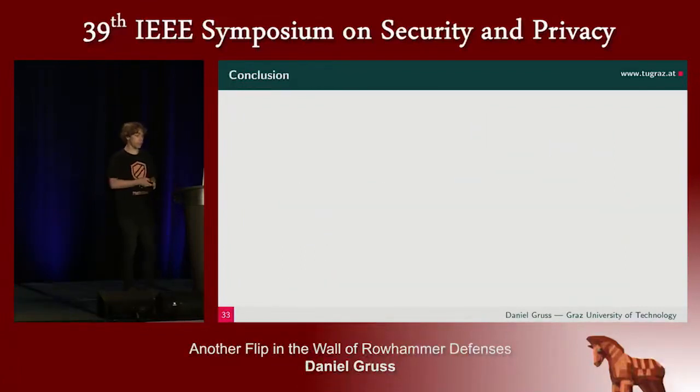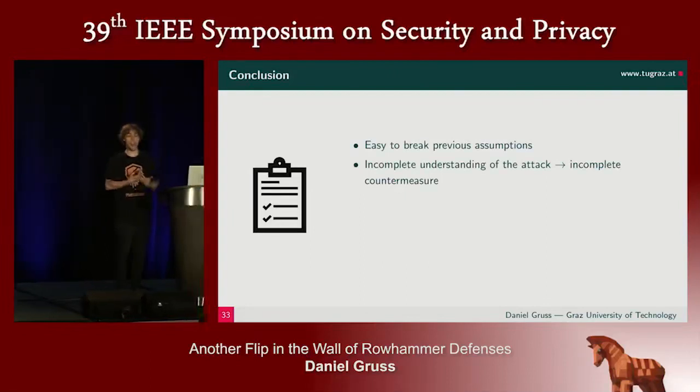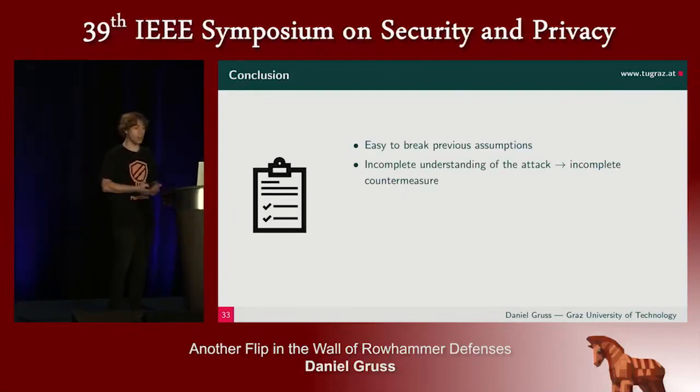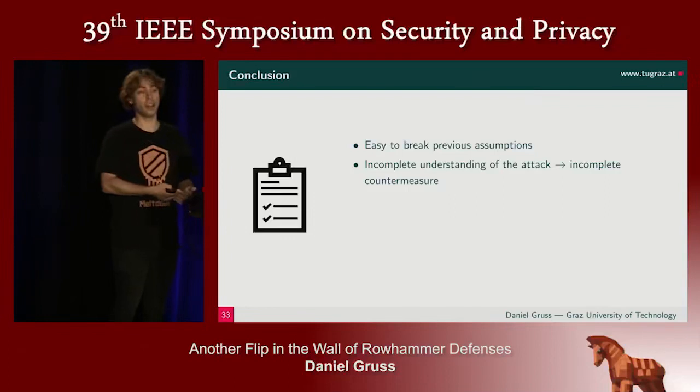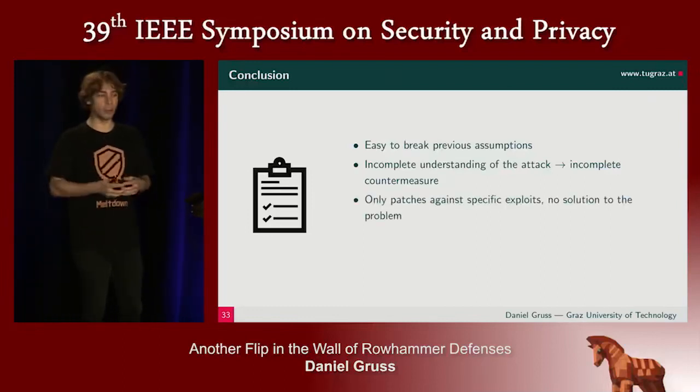With that, I will get to the conclusion, and the conclusion is it's easy to break previous assumptions, and that this is possible shows that we have an incomplete understanding of the attacks. We first need to get a more complete understanding of the attack before we are able to design complete countermeasures. The current countermeasures were only patches against specific exploits. They were not really solutions to the underlying problems.